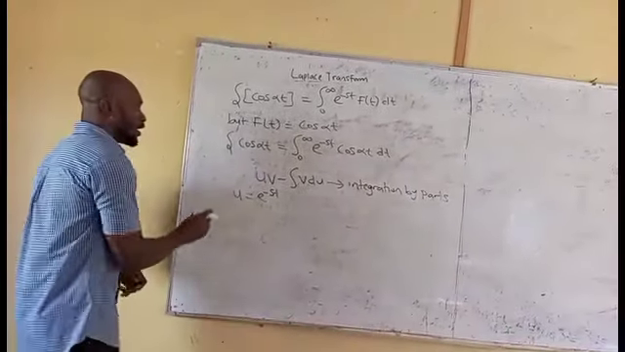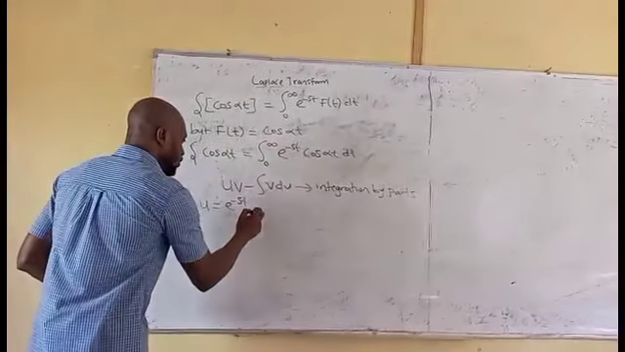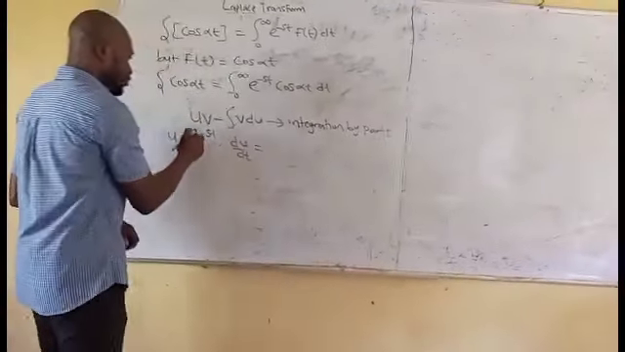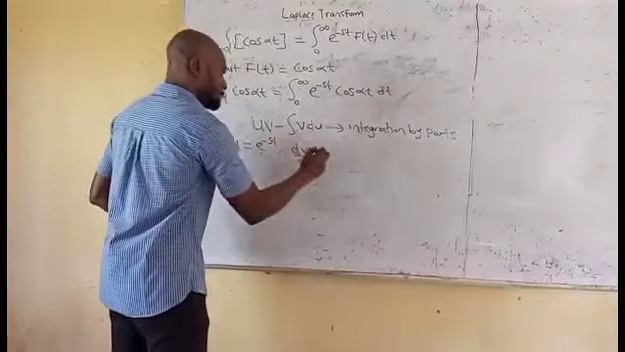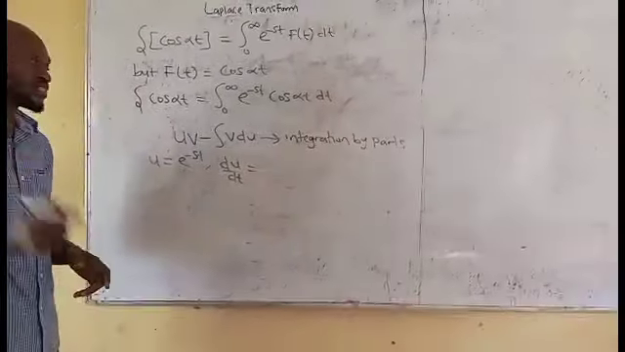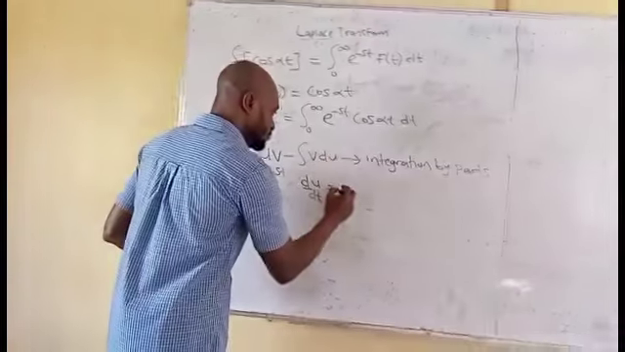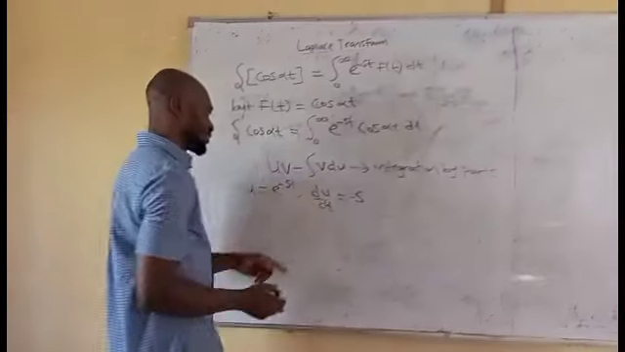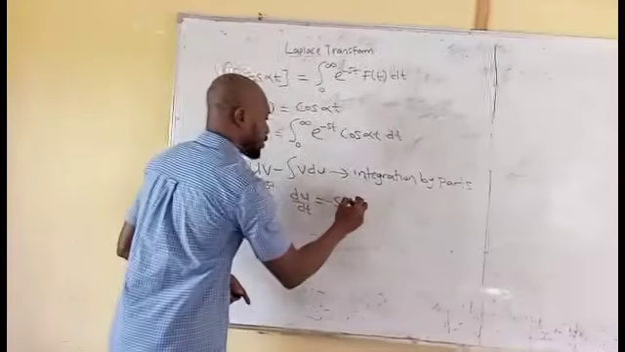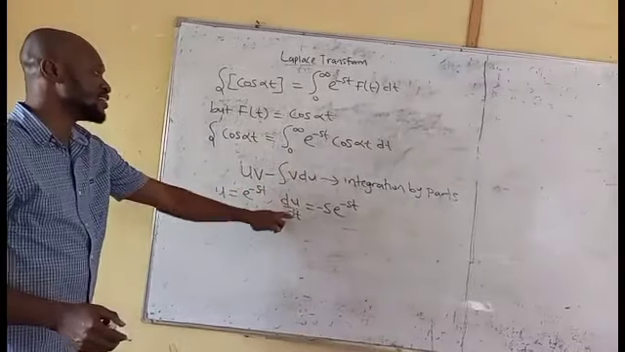So what do I do? I'm going to differentiate u with respect to t. So now I have du over dt, which will now be minus s, because your s is a constant carrying a negative sign, the negative sign times your constant, then multiplied by the exponential to the same power, which is minus st.